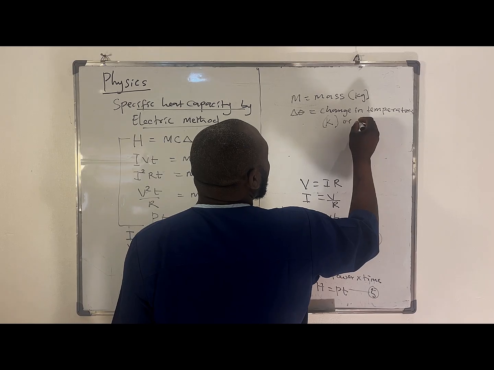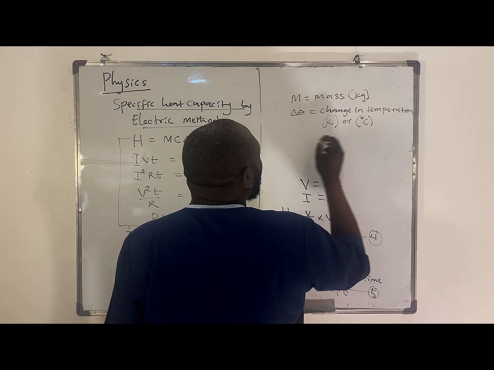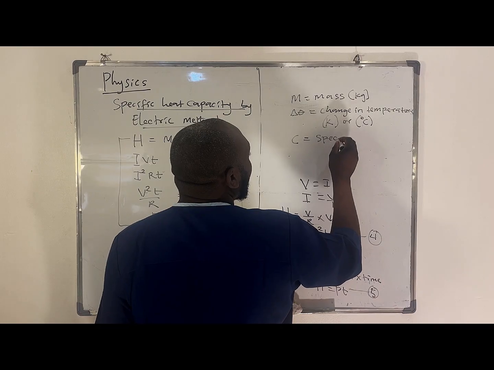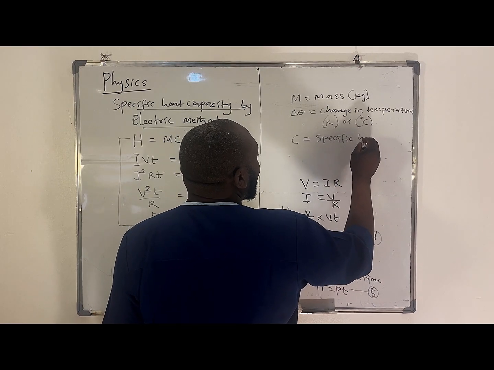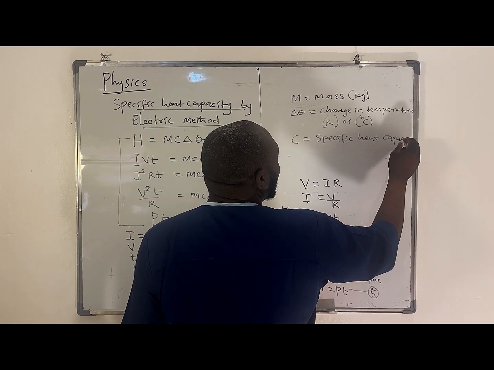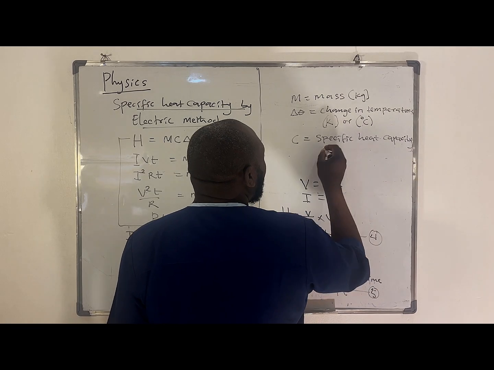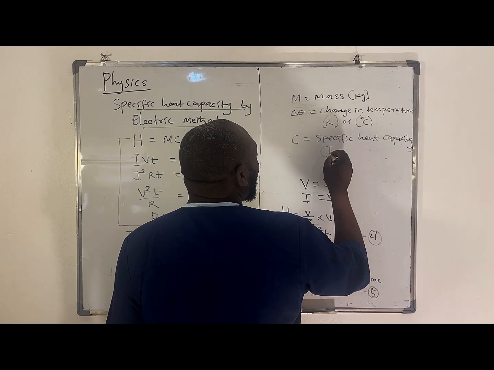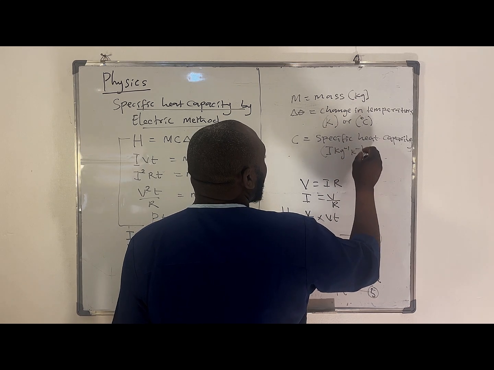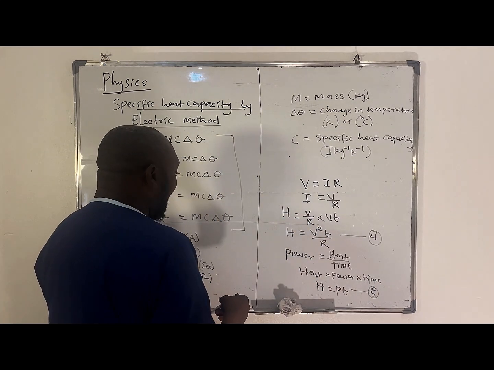Kelvin or degree Celsius. Then the last one is C, which we call specific heat capacity. Specific heat capacity, and the unit is what? Joule per kilogram per Kelvin. These are the units they have.